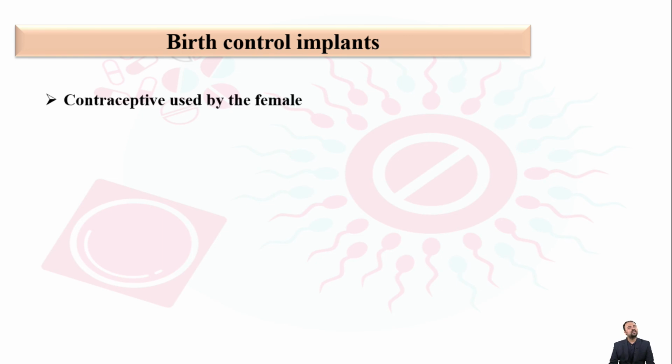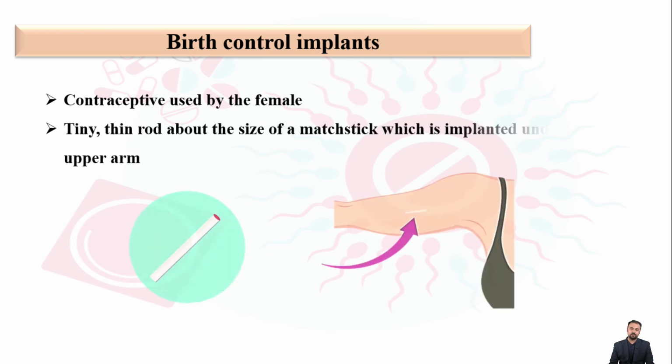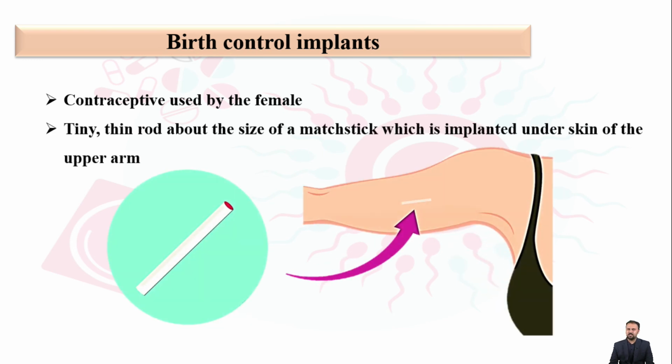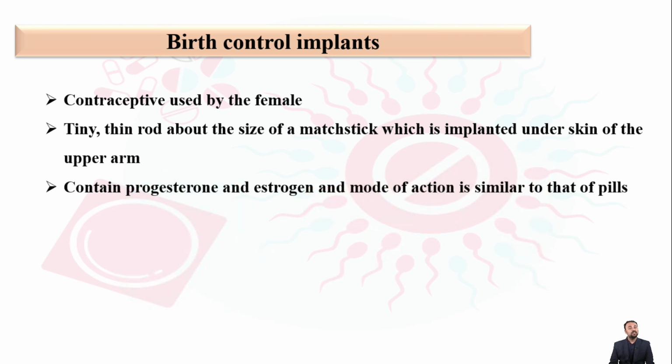Moving on students, now let us talk about the birth control implants. Students, these are again contraceptives which are used by females. As you can see in the image, a tiny thin rod about the size of a matchstick is implanted under the skin of the upper arm. Students, this particular tiny tube contains progesterone and estrogen, and the mode of action is similar to that of pills.